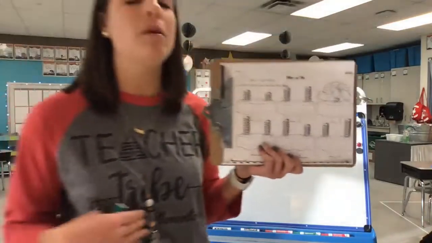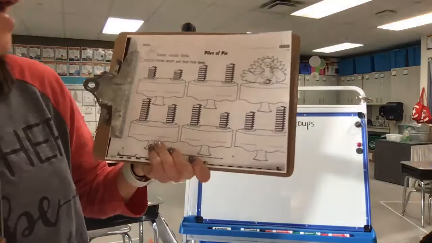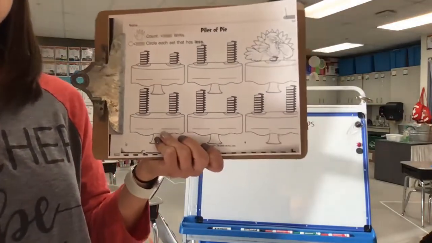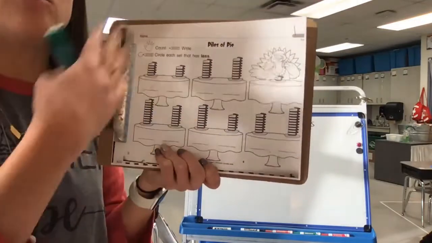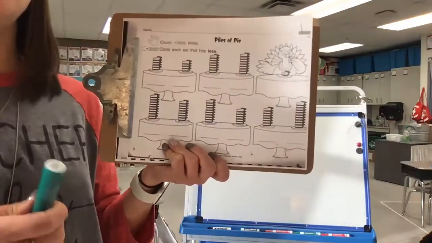So, first of all, rub your belly if you like pie. Oh, yeah. So it looks like the turkey's eating pie. So we're going to see which groups have more, which groups have less, and which groups are equal. If they're equal, we're going to circle both groups. We're going to circle the group that's greater and X the group that's less, and then use our symbols.